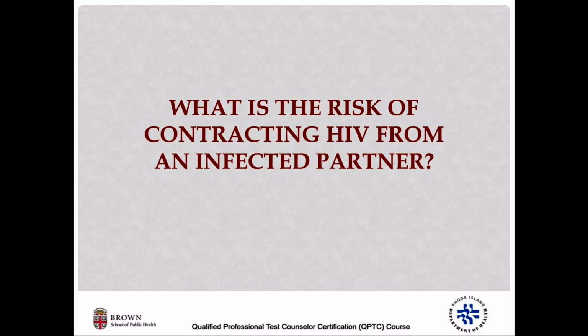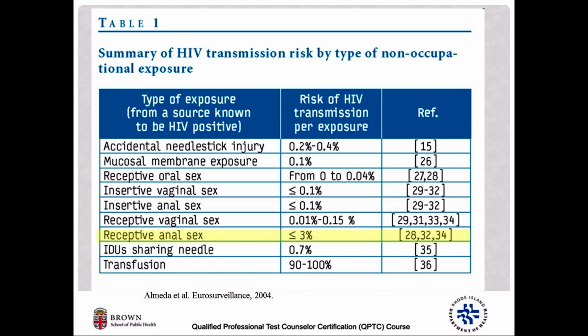What is the risk of contracting HIV from an infected partner? This is a question that we get a lot, certainly in the course of education and counseling. Really, the highest risk is receptive anal sex. What that means is that if the person with the penis is HIV positive and that's being inserted into the rectum, and the person who's having the receptive sex is HIV negative, the risk has been described as approximately 3%. So that is the highest risk for HIV infection. And this is per act.